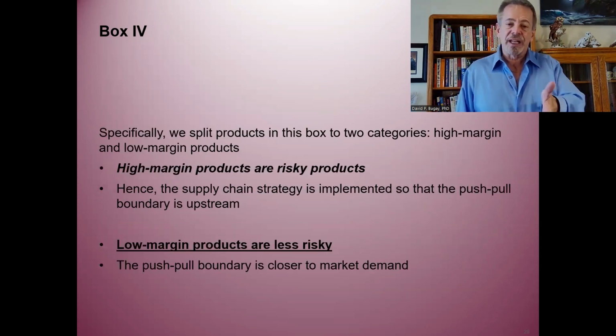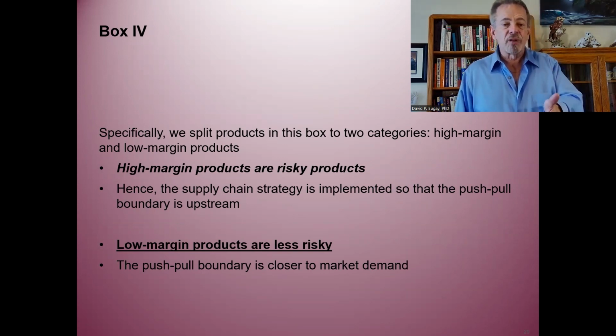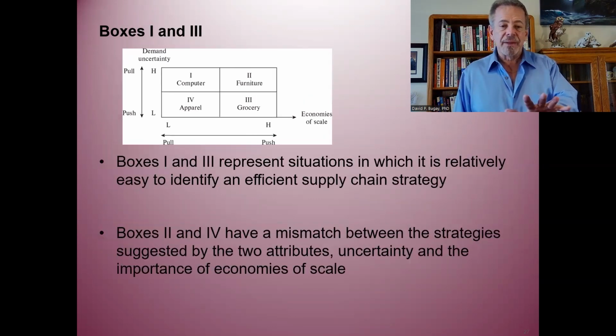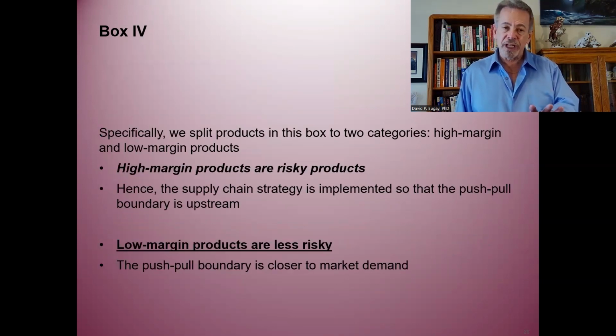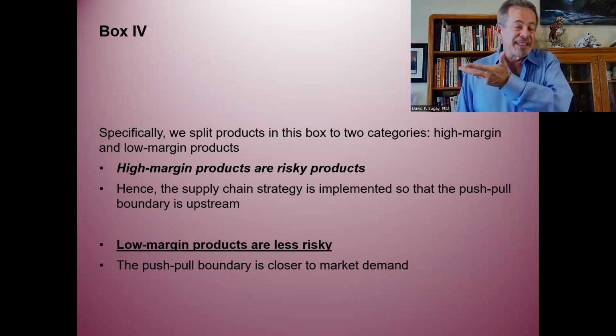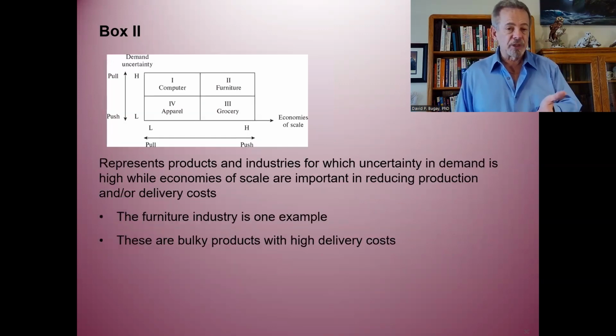So box 4, you look at high margin products that are risky, and on the low margin products that are less risky, you're looking at the push-pull boundary there. Really, looking at boxes 2 and 4, you're more prone to use that push-pull strategy on a regular basis, but you'll have to make the decision. But you really want to have the end people's forecast dominating as best as possible on the push-pull strategy. The furniture industry is one example.